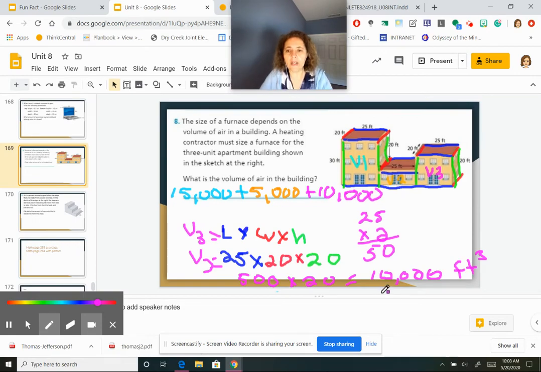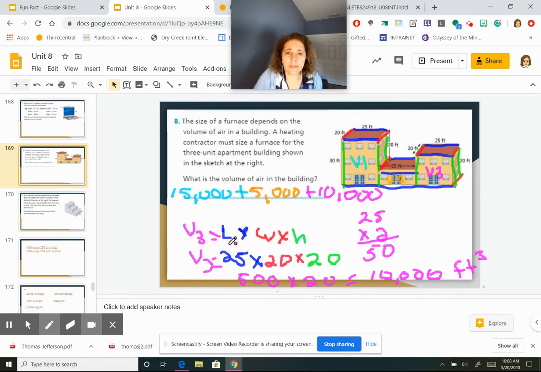Okay, if you got 10,000 cubic feet, you'd be correct. So length, let's see, our length is right here, which is still 25. So my length is 25. My width hasn't changed either. It's still 20. And my height clearly right here is 20. Okay. Sorry, I don't know why I drew there. My mouse accidentally clicked down.